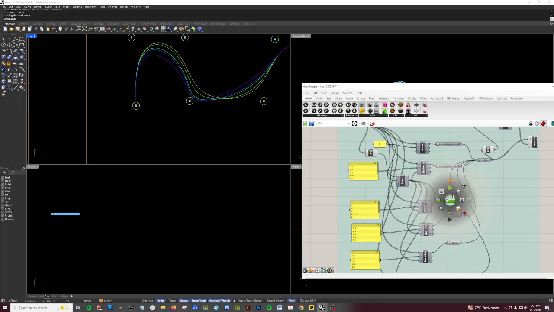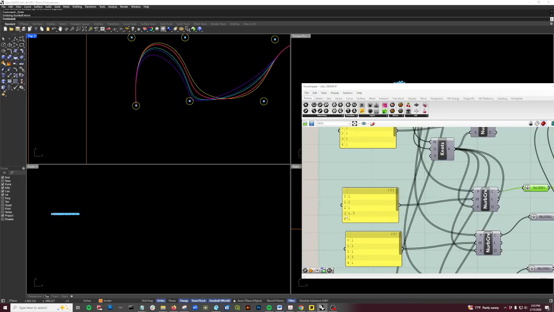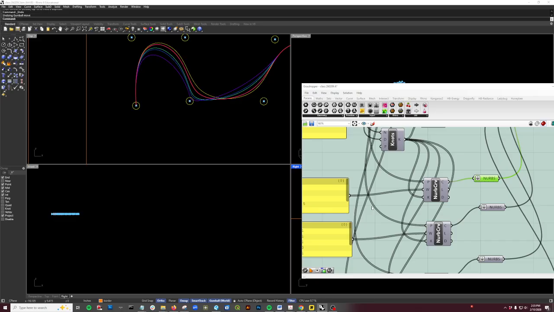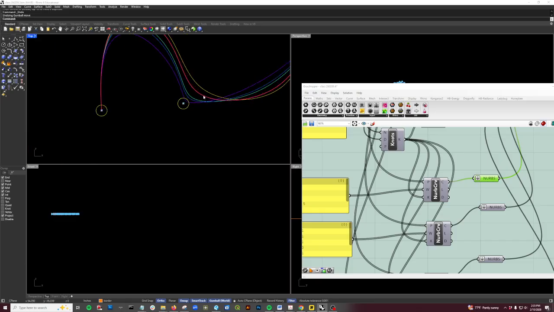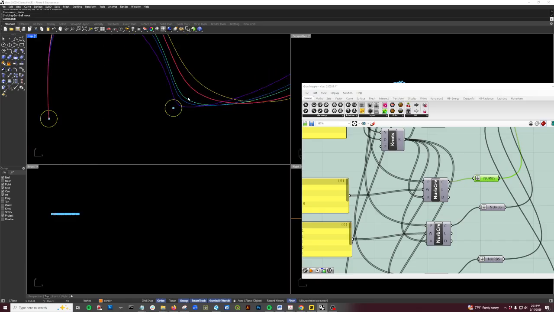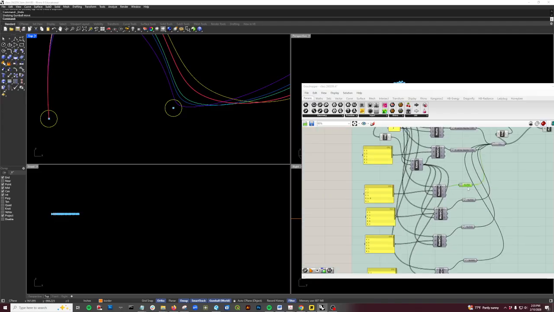But if we do something like this, where we say, what happens if the fourth point, 0, 1, 2, 3, which is this point, has a weight of 0.5. And you can see that what's happening is it starts to pull a little bit more towards that point.